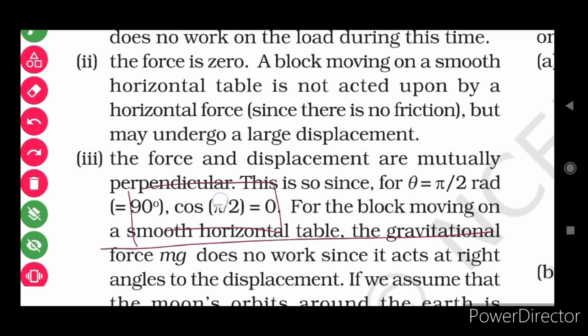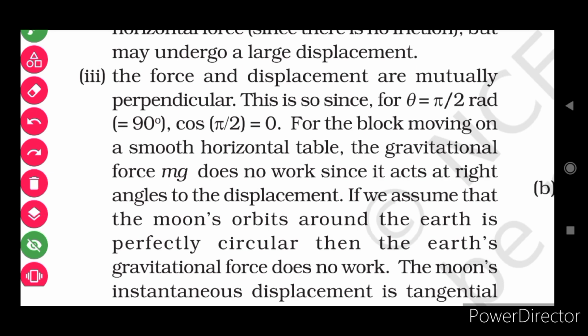It is moving on a smooth horizontal plane. There is no horizontal force acting on it, there is no friction. So it is moving a large displacement, but the work is 0, because there is no horizontal force in this case. Now next, third point, the force and displacement are mutually perpendicular.